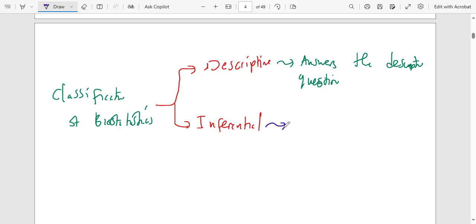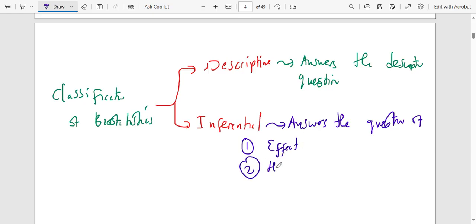So this one answers the question of, number one, effect, and then number two, hypothesis testing. Okay, so those are the major divisions of biostatistics.